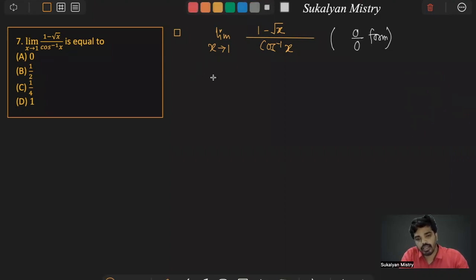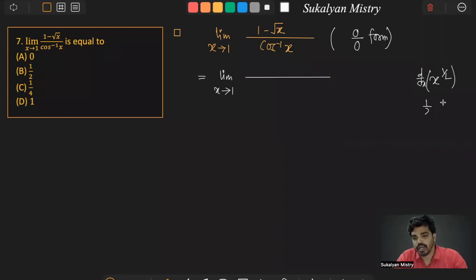Okay, that is just differentiation. So limit x tending to 1, differentiation of 1, that is 0. But root x means x to the power half. We will differentiate this with respect to x. So n into x to the power n minus 1, that is minus half. So that means 1 by 2 root x. So differentiating root x, what do we get? Minus 1 by 2 root x. Cos inverse x differential, that is minus 1 by root over of 1 minus x square.